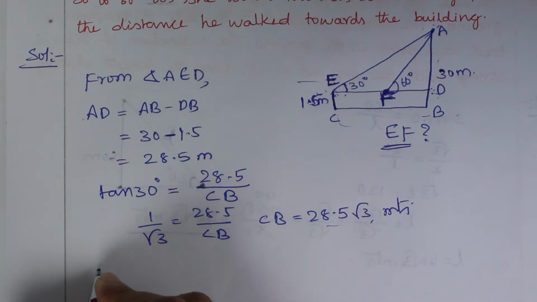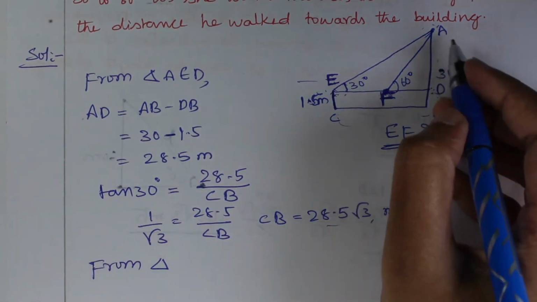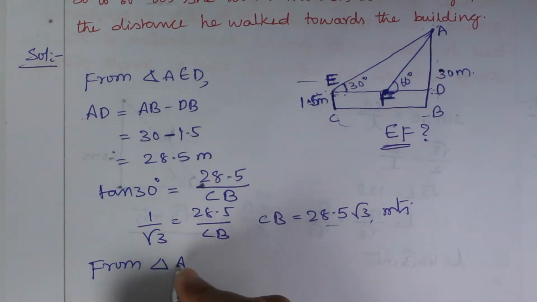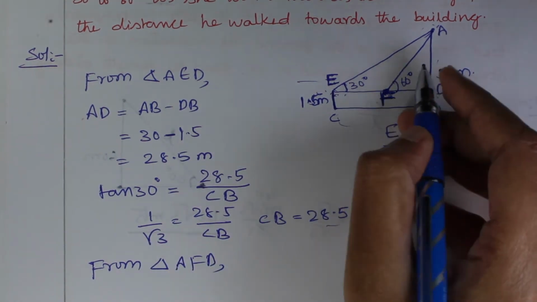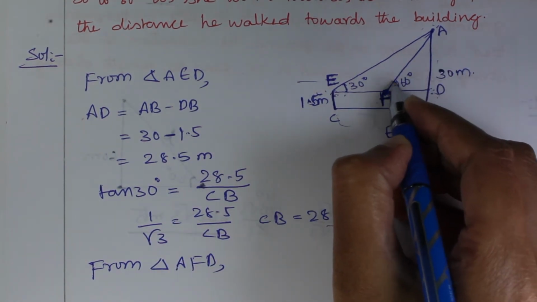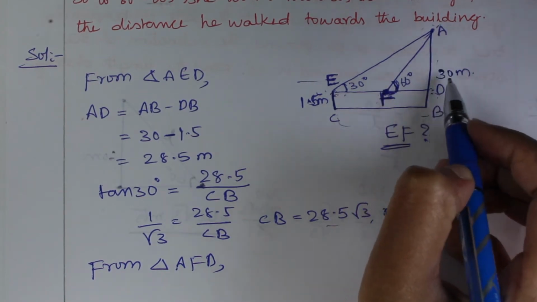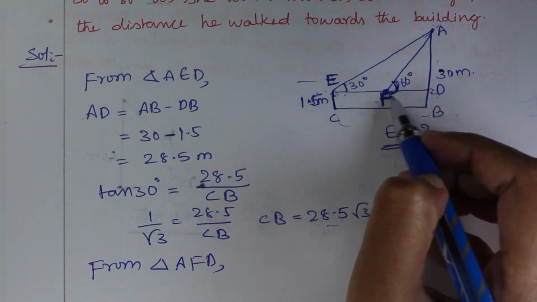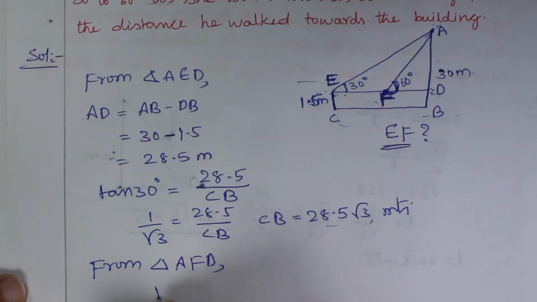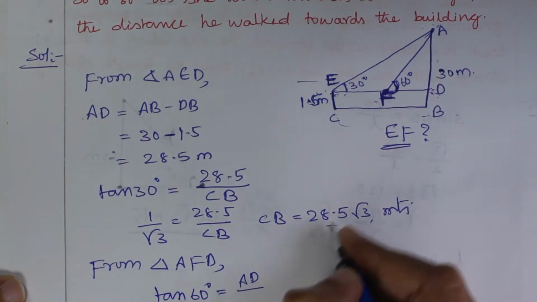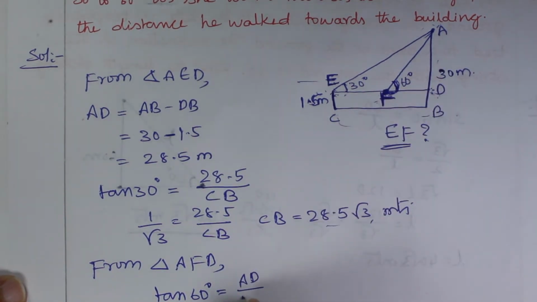So from triangle AFD, we know angle F is 60 degrees, and we know the opposite side AD, and we have to find out FD, that is the adjacent side. So we will calculate tan 60 degrees is equal to AD by FD.